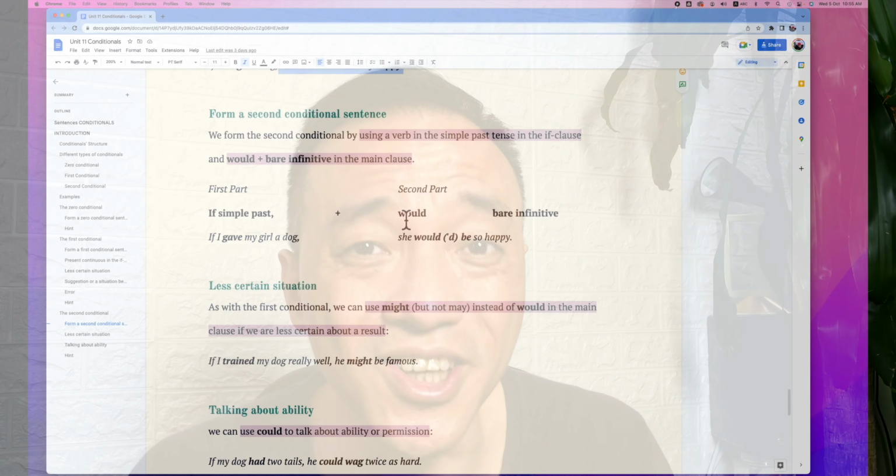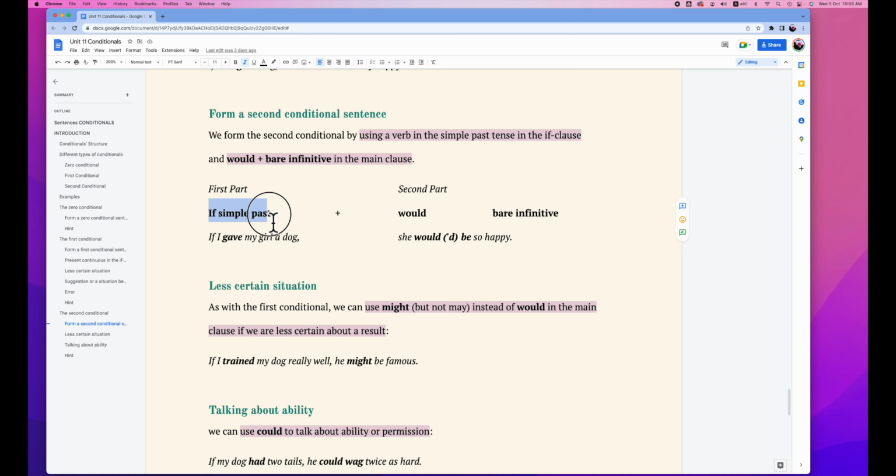Then how do we form a second conditional sentence? Let's take a look. For part A, we simply use the simple past: if I gave my girl a dog. For the second part, part B, we use would plus the bare infinitive: she would be so happy.